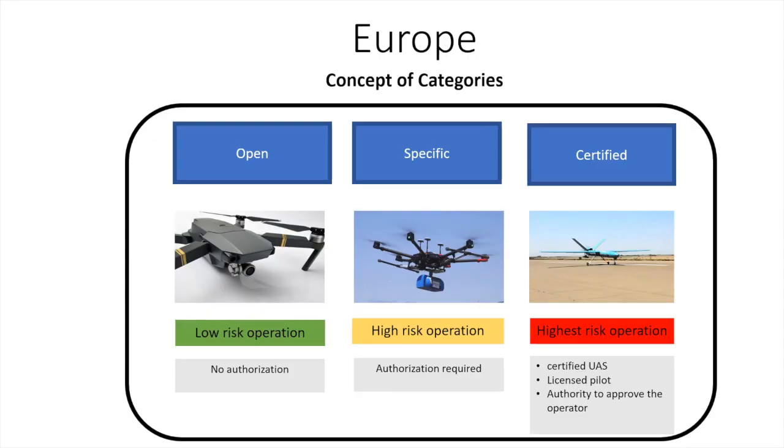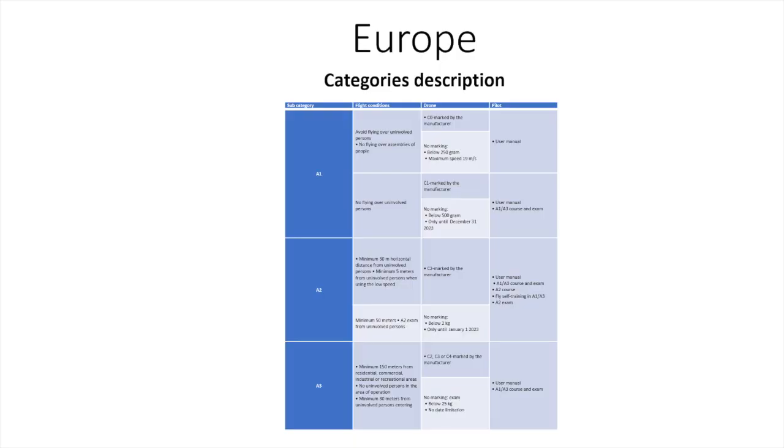The second concept is categories. They are also based on the risk of accidents while a particular drone is operating. The 3 categories are open, specific, and certified. The flights in the open category do not require any operational authorization prior to operation. The open category is in turn subdivided into 3 subcategories, A1, A2, A3, which may be summarized in the following table. You can see the correspondence between subcategory and drone class.